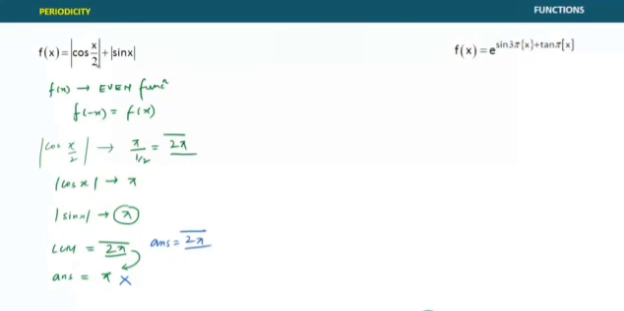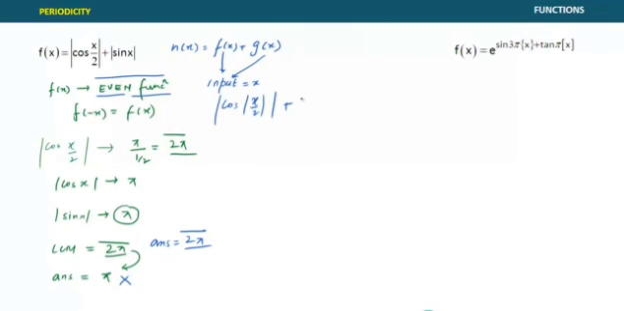Why? Because this even function property was valid when you have h(x) equal to f(x) plus g(x). That means this function has input x and this function also has input x, whereas in this particular case, one has x by 2 as the input and the other has only sin x as the input. We will not apply this property here. This is just the way of explaining why it will not work.